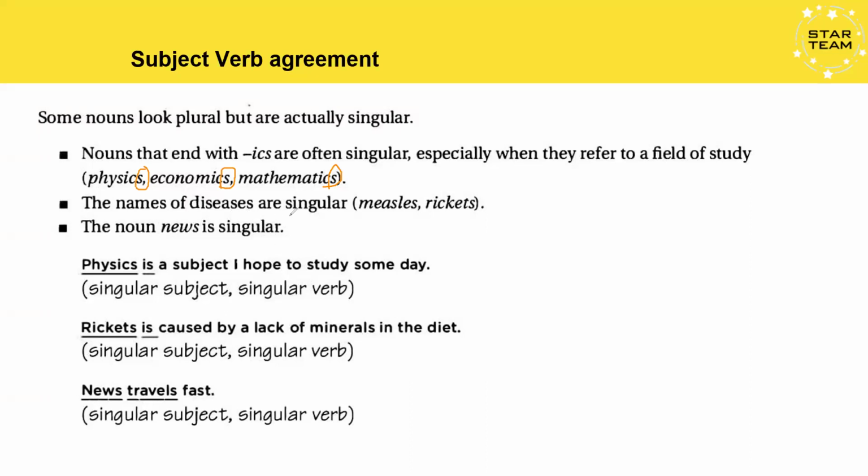The names of diseases are singular, like measles, rickets. At home, please look at other types of diseases and fields of study, which are there any other names of these fields of studies and diseases which are actually singular, not plural.